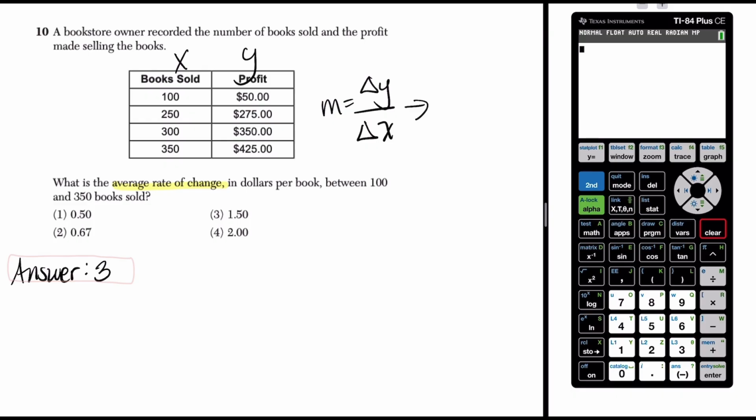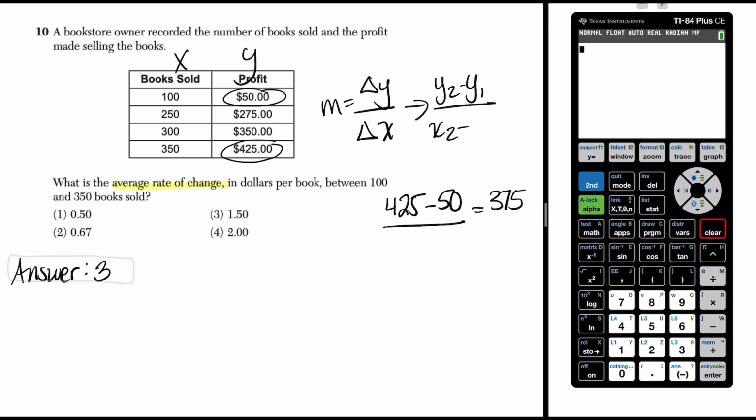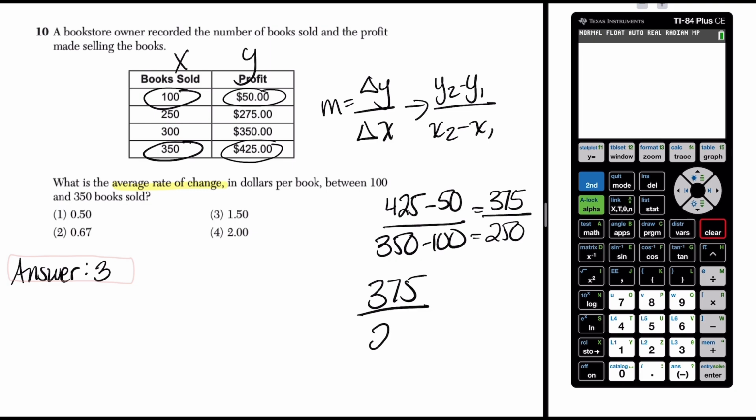So let's start with our profits. How are they changing? They're going from 425 to 50, because remember again, I'm doing our y2 minus y1. So I'm going to do 425 minus 50, and that's going to give me 375. And then change in x, so I want x2 minus x1, or 350 and 100. 350 minus 100 gives me 250. So that's what we're going to put into our calculators, 375 over 250.